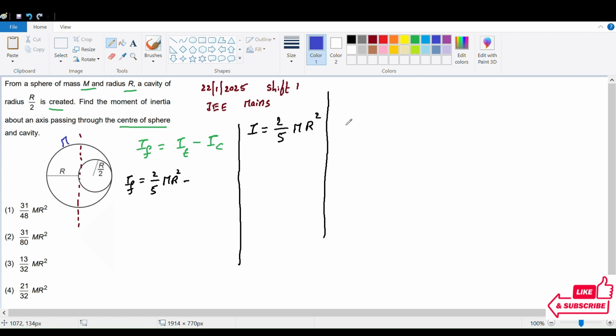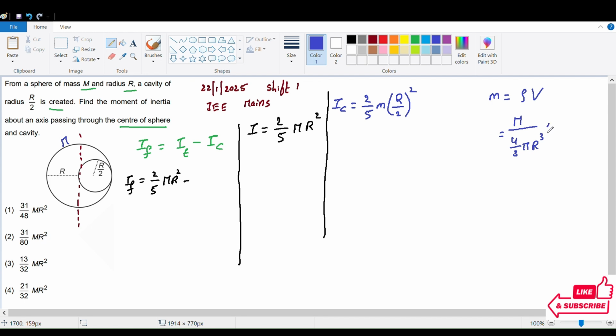So you made a cavity of r by 2. I of cavity is also 2 by 5, but the mass is not capital M, it is some mass that we will find out, m times r by 2 whole square. This small m is the mass, equal to density into volume of the cavity. The density is the total mass by the volume of the sphere, 4 by 3 pi r cube. This is the initial density.